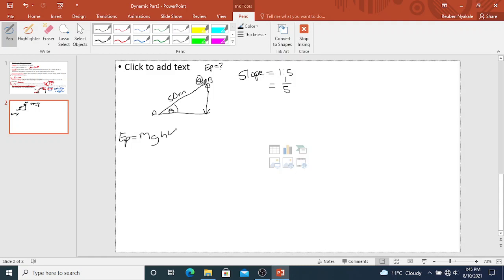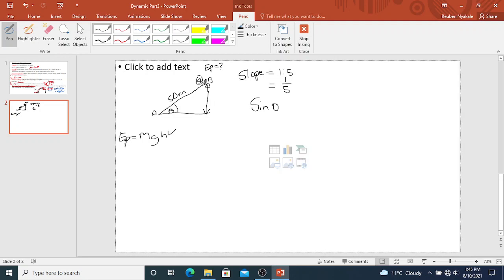Now we don't have a height. We can't say our height is 1 or 5 because of the slope, 1 is to 5. We therefore have to calculate the height. How do we calculate height? In calculating the height, we are having a slope. Remember, sine theta.